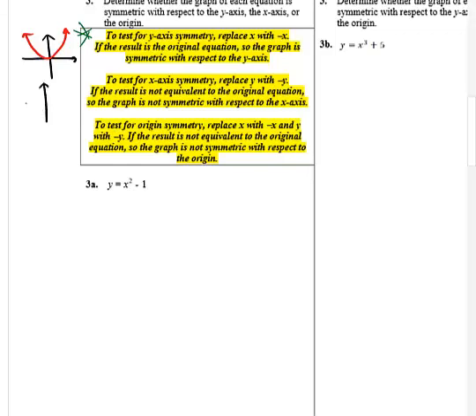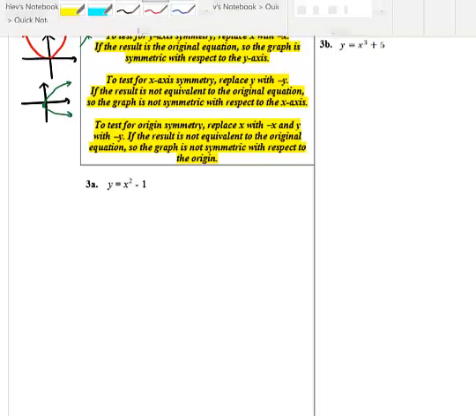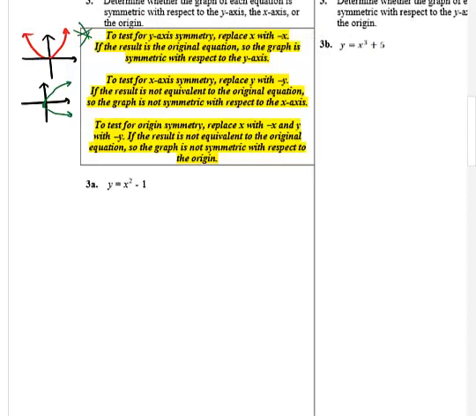And then x-axis symmetry is similar, but for the x-axis. A simple one is like that, a parabola that's sideways, for example. That one is symmetric with respect to the x-axis, because if I were to flip that graph up and down, it would be the exact same graph. This is a mirror image of this, I guess, is the idea.